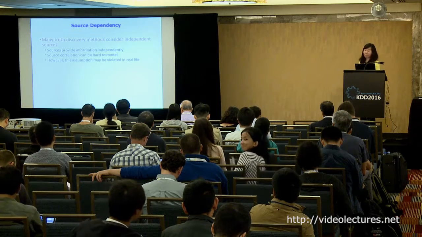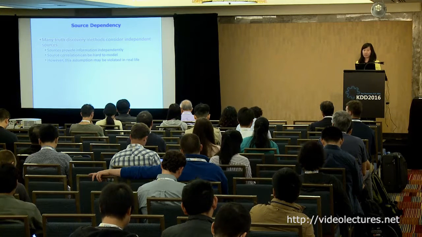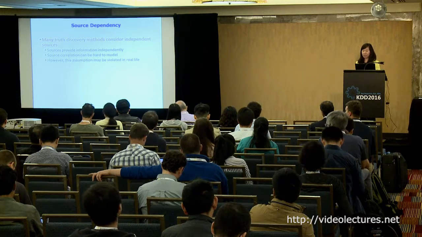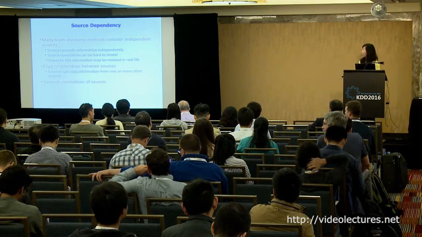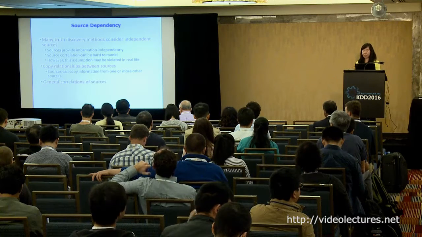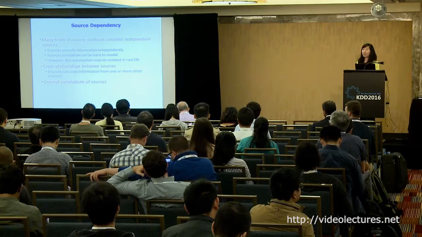Actually, many truth discovery methods consider these independent sources. So they assume sources provide information independently, and source correlation can be hard to model, but this assumption is often violated in real life. For example, there may be copy relationships between sources. Sources can copy information from one or other sources. And there may be other types of correlation.